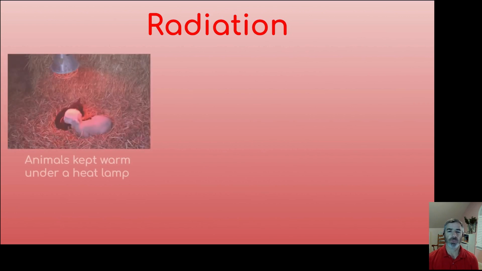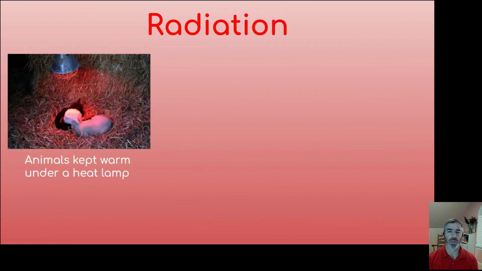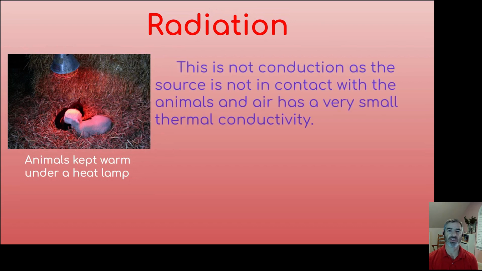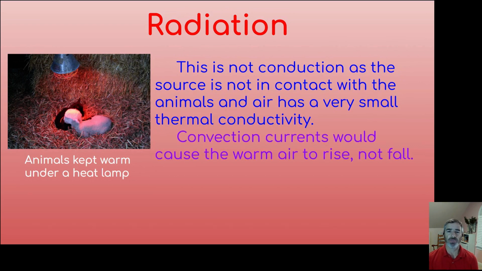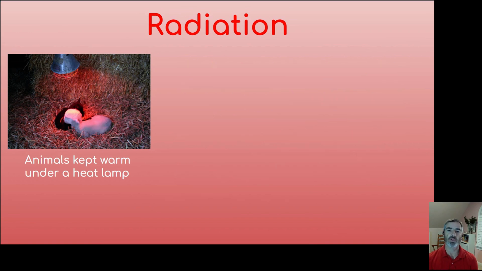Another form of energy transfer is radiation. So an example of radiation would be animals being kept warm under a heat lamp. So we know this is not conduction because this heat source is not in contact with the animals, and the air has a very small thermal conductivity. We know this is not convection because convection currents actually would cause the warm air to rise and go above the heat lamp and not go down. So what's happening is that energy is radiating to keep the animals warm.